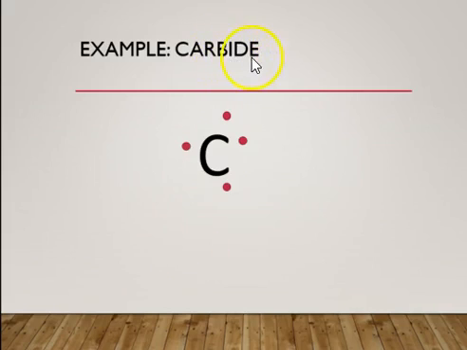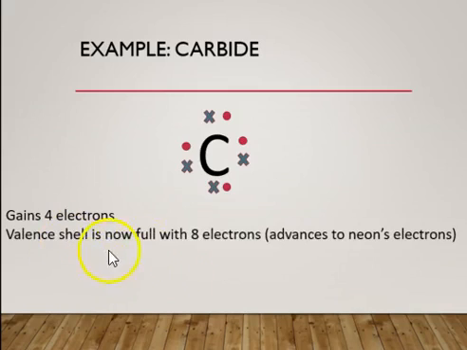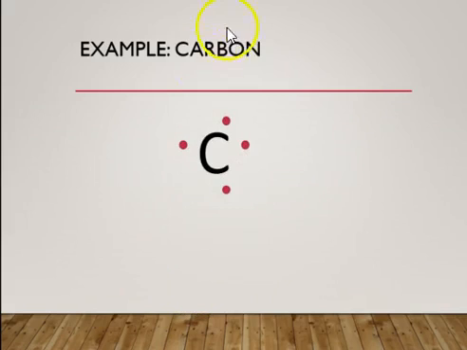Hopefully you noticed that since it said carbide, that means that it is gaining electrons. Its closest noble gas, if it's carbide, is neon. Neon has 8 electrons, so it's going to gain 4 electrons. Once again, these X's aren't going to be X's in your final product. They'll be dots. I put them in as X's so that you can see where I was placing the additional new electrons. So its valence shell is now full with 8 electrons because it advances to neon's electron configuration. It has a charge of -4.